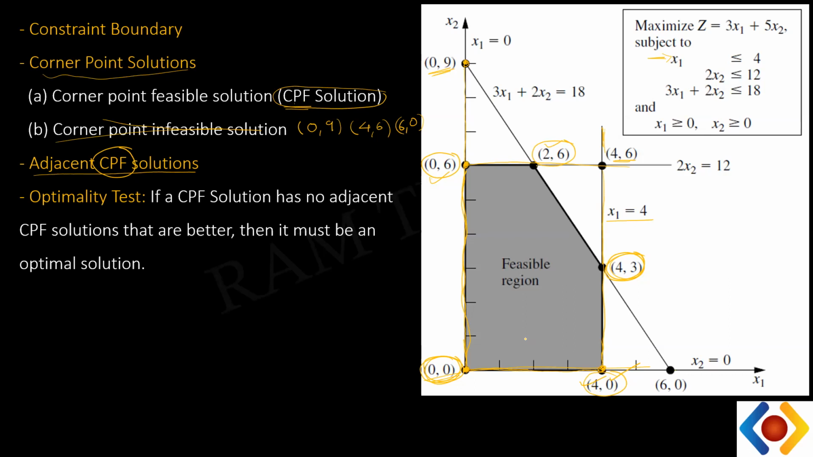Okay, fine. Now, tell me one thing. In this feasible region, how many points would be there inside the feasible region? Infinite. Absolutely correct, right?